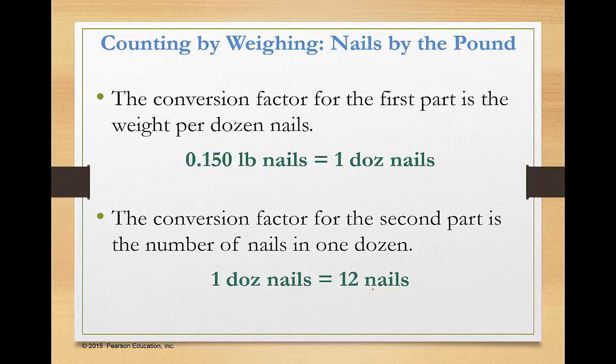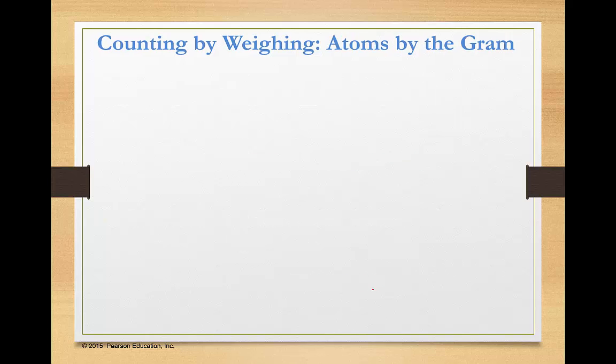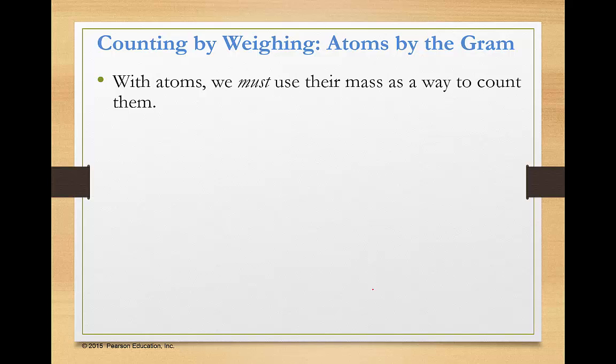So now instead of counting by weighing nails in a pound, let's look at counting by weighing for atoms by the gram. We're going to set it up the same way. Okay, so when we're talking about atoms, we must use their mass as a way to count them. So as I said, you're going to need that periodic table because that's where you're going to get the masses of those atoms.